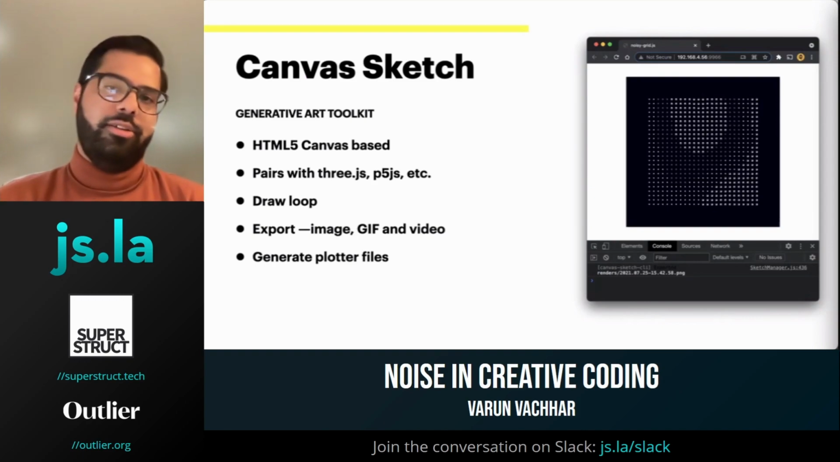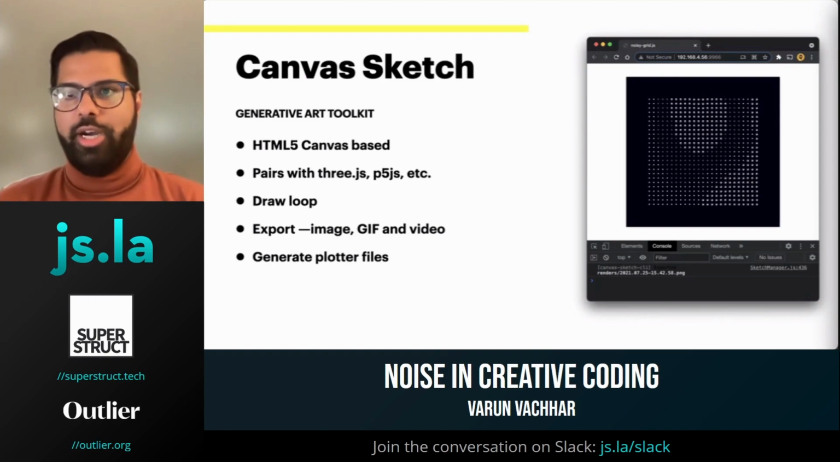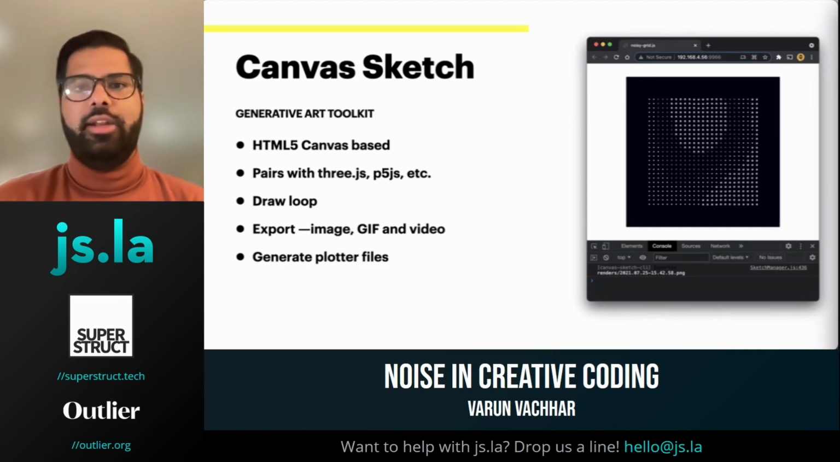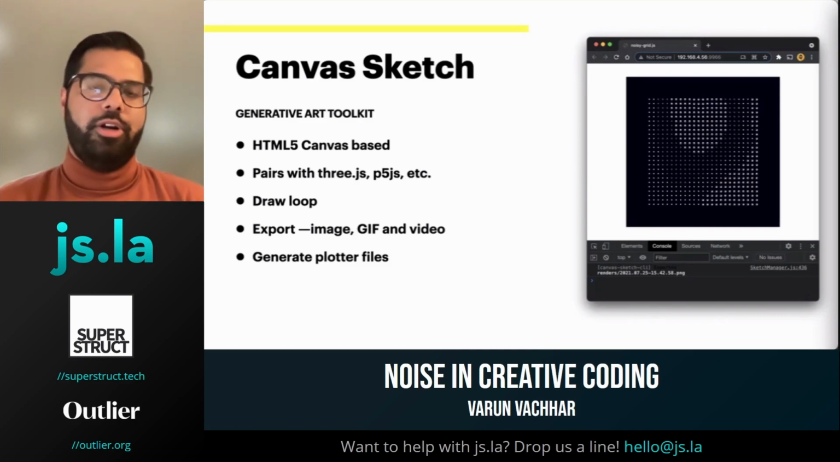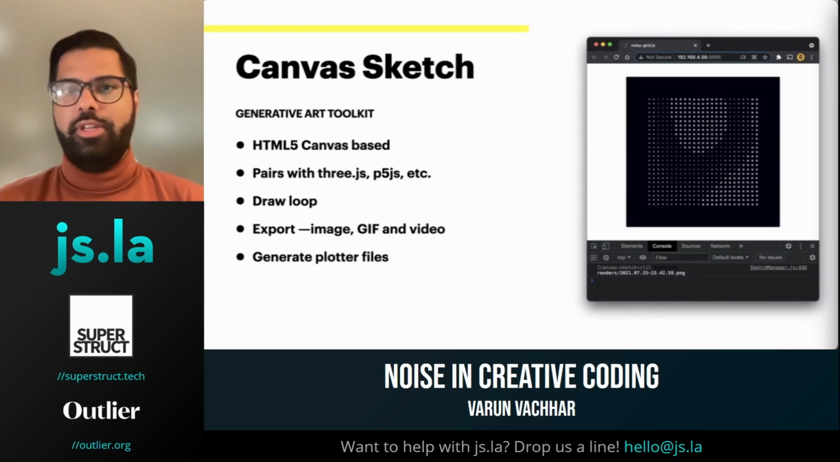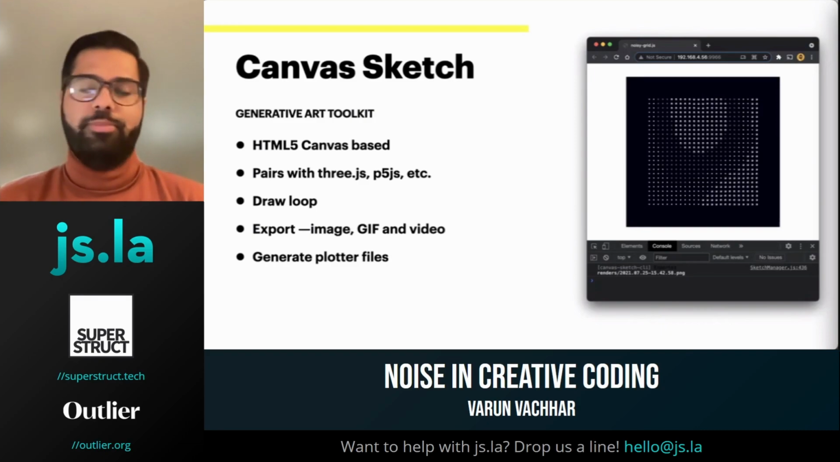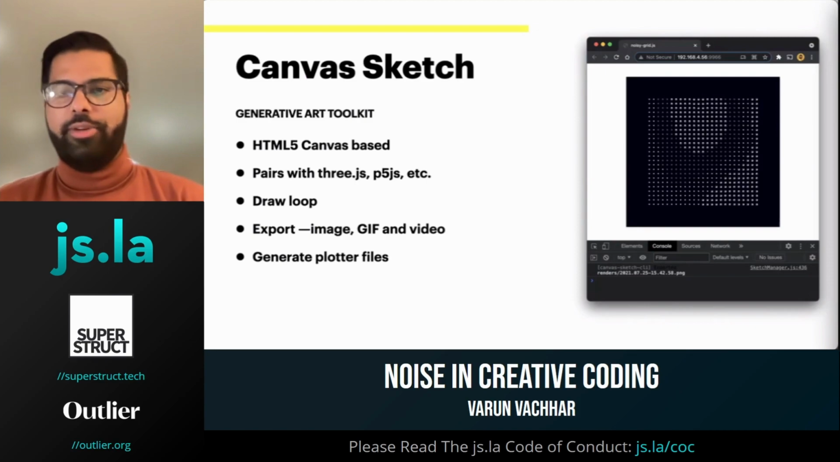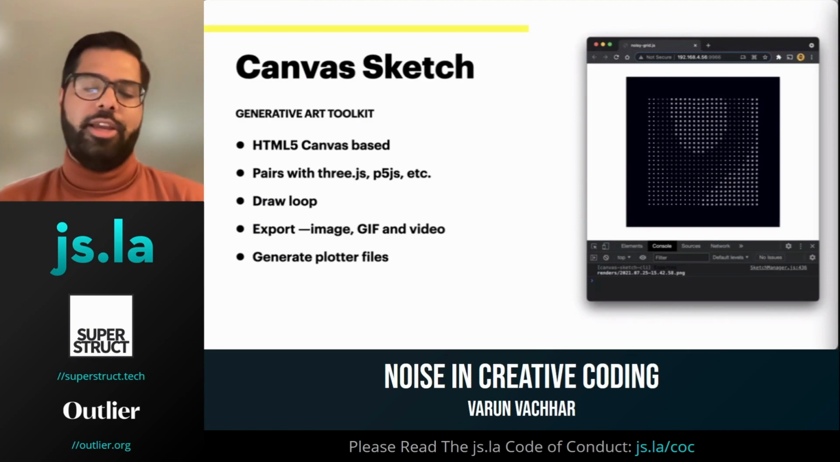What it does give you, on the other hand, is all the tooling that's required to get you up and running, and a draw loop that is running at a particular frame rate. And then it allows you to export your artwork as images or GIFs and videos. And you can even generate plotter files using this. So the flowfield example I showed earlier, I created that in Canvas Sketch, exported that as SVG, and then ran that through the plotter.